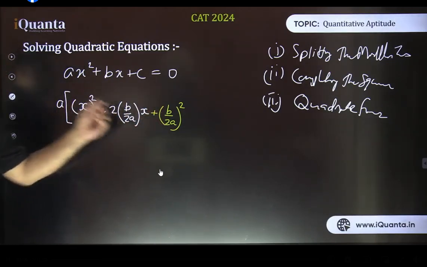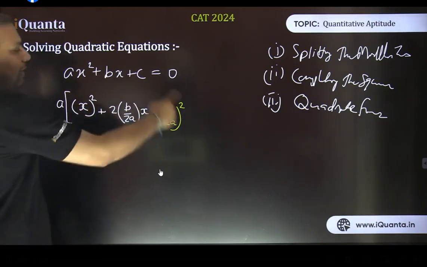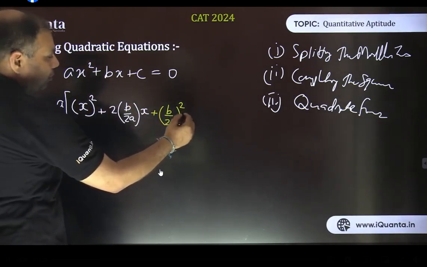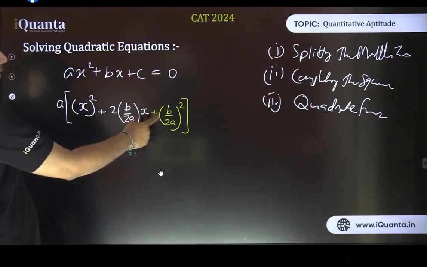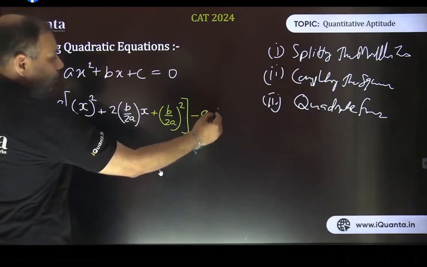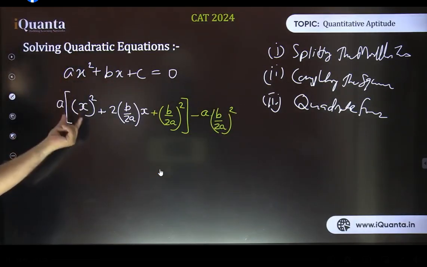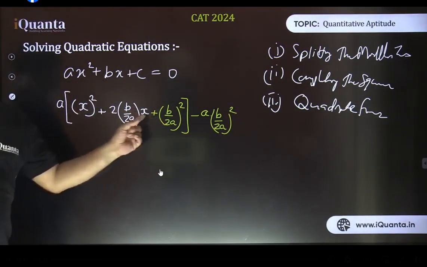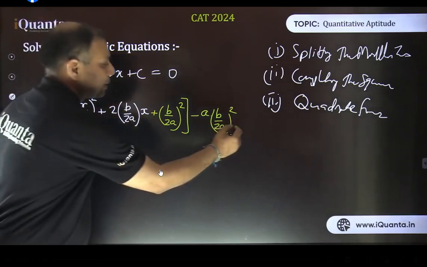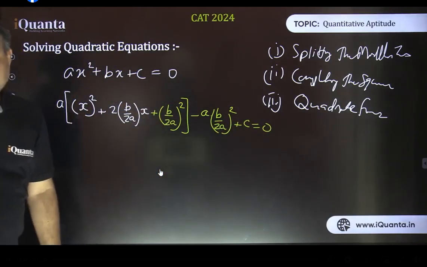So these three terms make x plus b by 2a whole square. Now the term which I have added, that needs to be subtracted as well. So let's close the bracket here. The term which I need to subtract is b by 2a whole square with a multiplied, right? So minus a into b by 2a whole square. So far we have used these two terms only, ax square plus bx. This extra term which I added, I have subtracted also. Now I'm also left with this plus c, and that makes it equal to 0. So that is this complete equation. Fine.